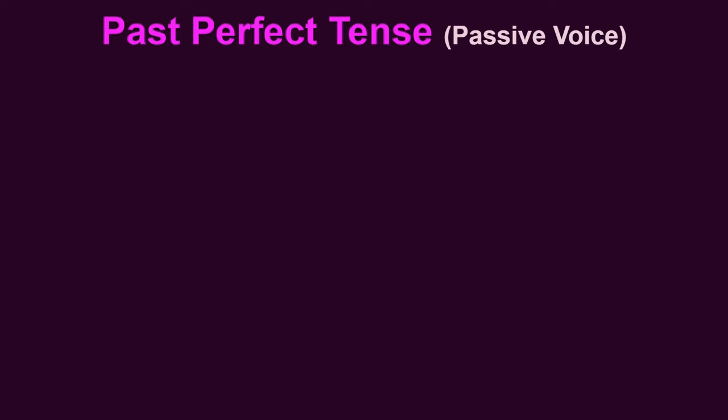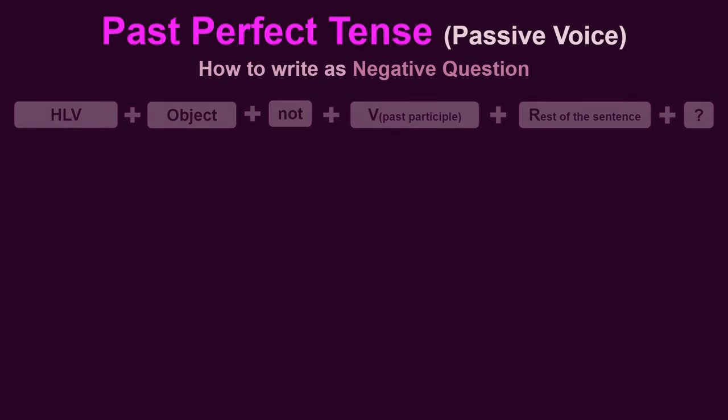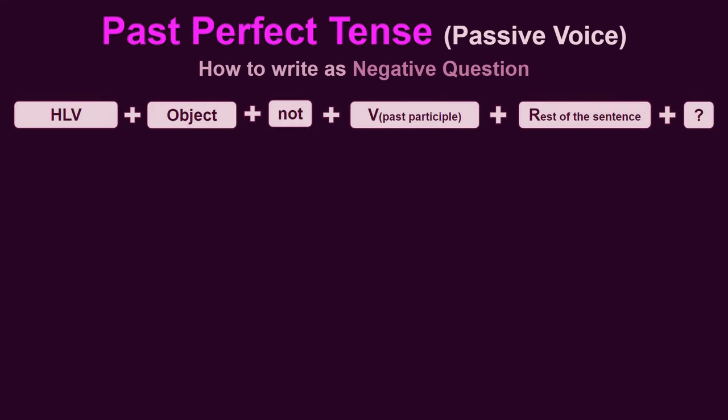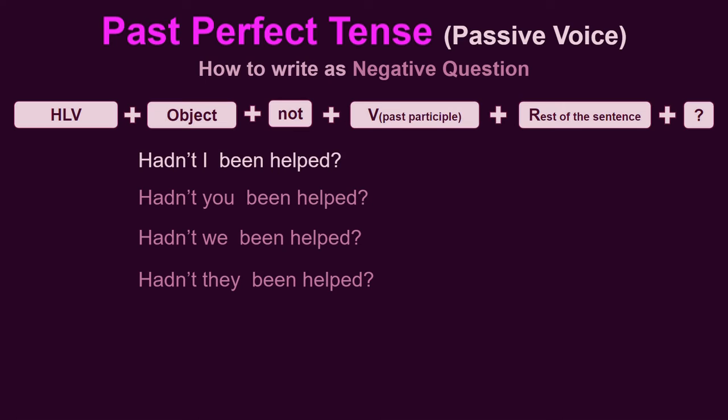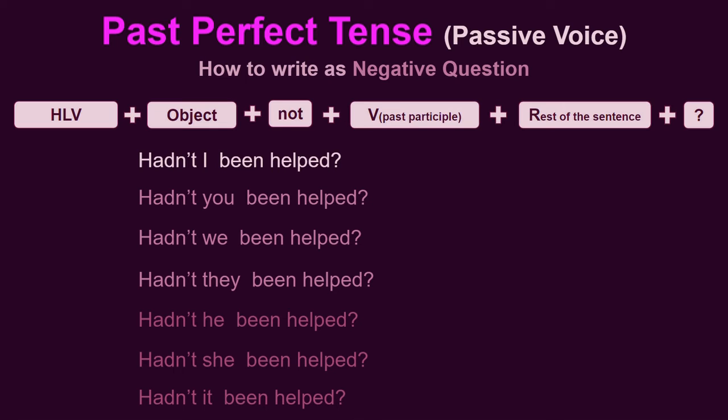Past perfect tense, passive voice. How to write as a negative question. Helping verb, object, not, verb in past participle, rest of the sentence. Hadn't I been helped? Hadn't you been helped? Hadn't we been helped? Hadn't they been helped? Hadn't he been helped? Hadn't she been helped? Hadn't it been helped?